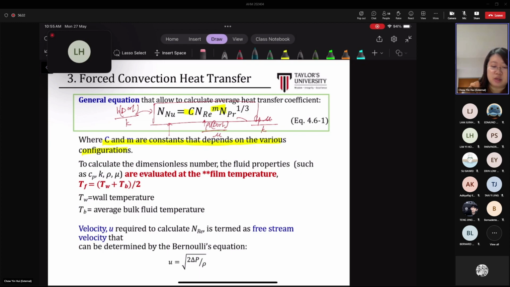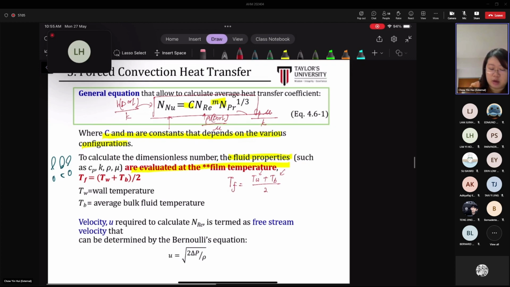Now, one very important thing when it comes to convective heat transfer outside the geometry: the fluid properties, you may want to highlight this, will be evaluated at the film temperature. So what is film temperature? Film temperature is the average of the wall temperature and the bulk fluid temperature. So you add up the wall temperature and the bulk fluid temperature and divide by 2. It's given here as the definition.